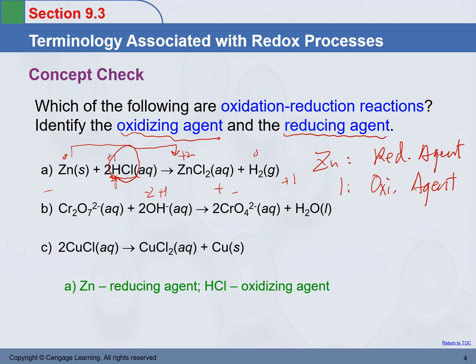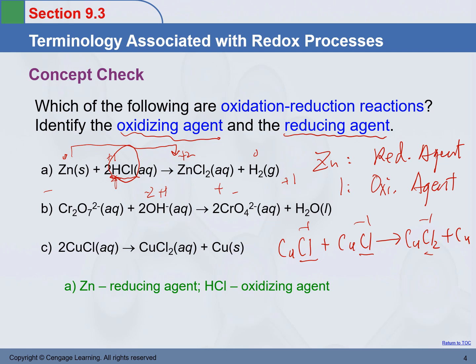C, well, C is unique. We have to rewrite this reaction to make it easier for us to discuss. So we have 2 CuCl reacted to produce CuCl2 and Cu. Okay, let's look at the oxidation number for chlorine first. Chlorine in an ionic compound is always -1. So -1, -1, -1. The oxidation number for chlorine didn't change.